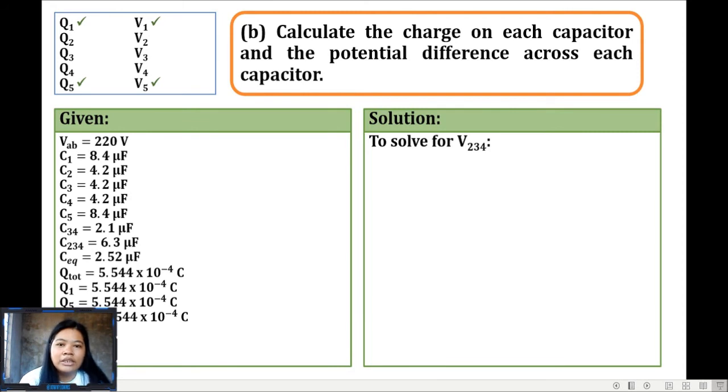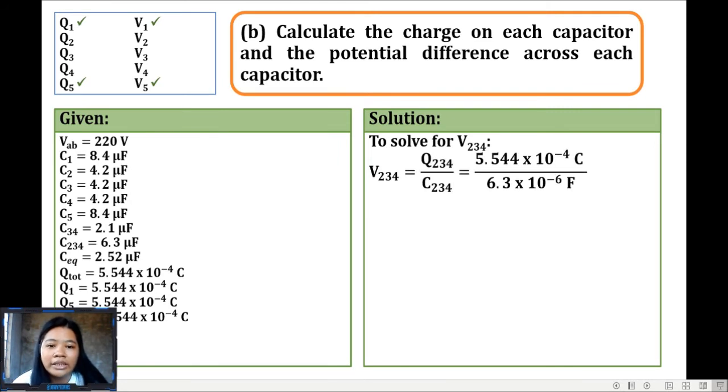Now, let's take a look at the other network, which is 2, 3, 4, or capacitors 2, 3, and 4. To solve for V sub 2, 3, 4, we simply divide Q sub 2, 3, 4 by C sub 2, 3, 4. So 5.544 times 10 raised to negative 4 coulomb divided by 6.3 times 10 raised to negative 6 farad. If you're wondering where we got these values, they have been computed from letter A and from our previous computations, and all of them are placed on the left side of our screen. So V sub 234 is equal to 88 volts.